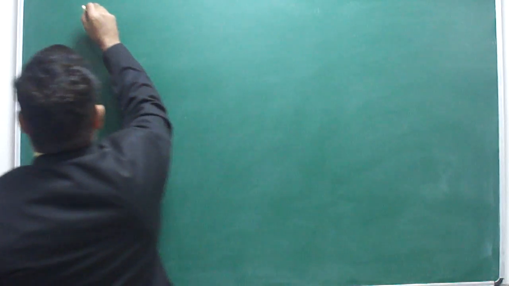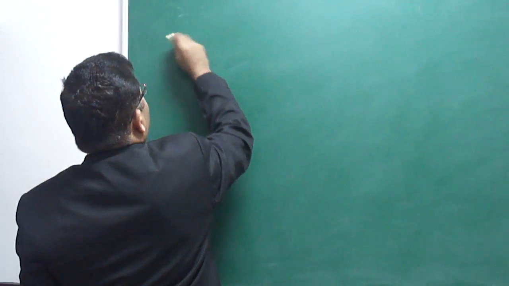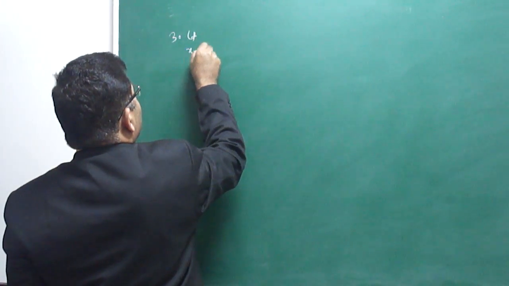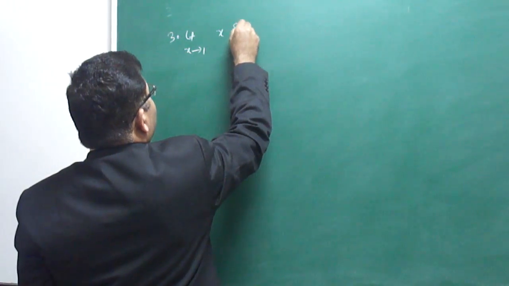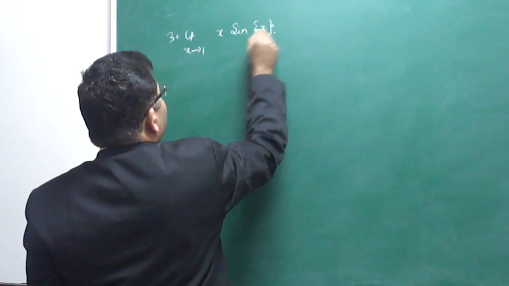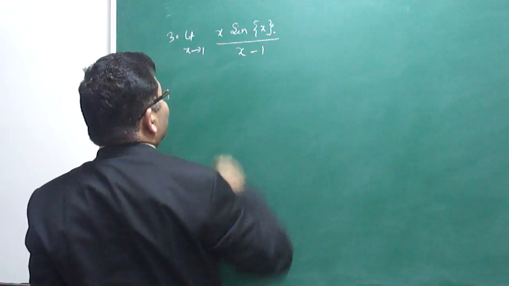So the third question is: limit x tends to 1, x sine fractional part of x divided by x minus 1.